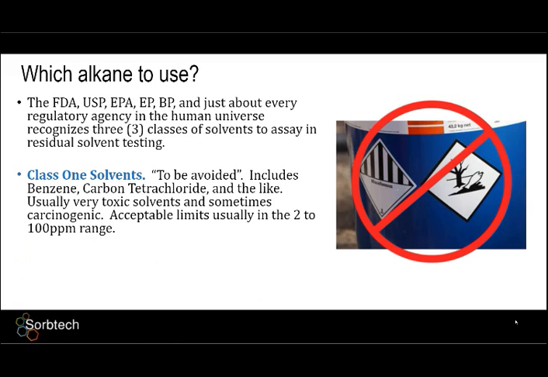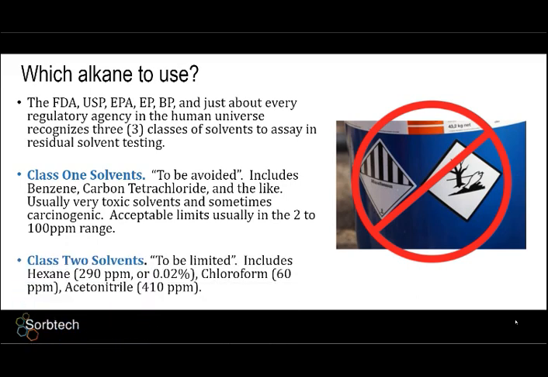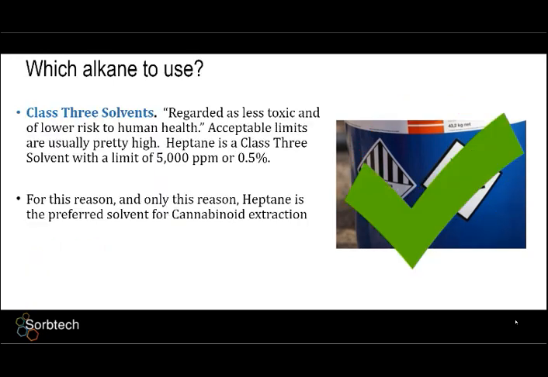First, there's Class 1 solvents, and in their language, these are solvents to be avoided. This includes benzene, carbon tet, and the like. Usually these are very toxic solvents and sometimes carcinogenic. The acceptable limits are usually in the 2 to 100 ppm range. And Class 2 solvents are, in their language, to be limited, which includes hexane, chloroform, acetonitrile, and a bunch of other solvents. The Class 3 solvents are regarded as less toxic and of lower risk to human health. This is their language. Acceptable limits are pretty high.